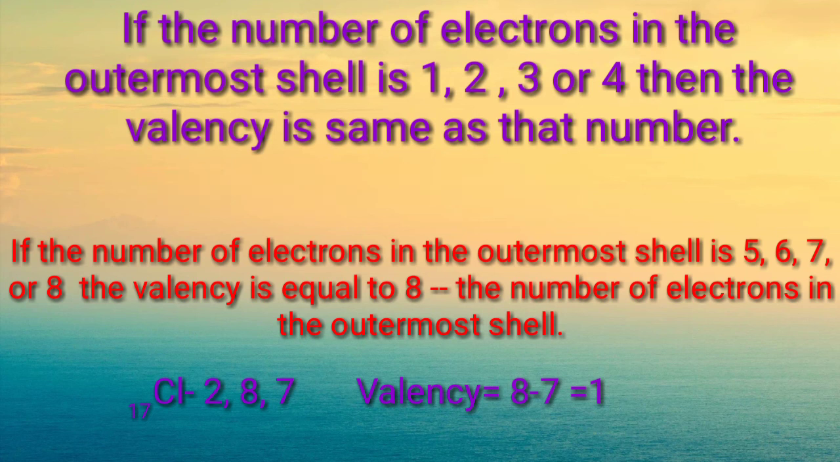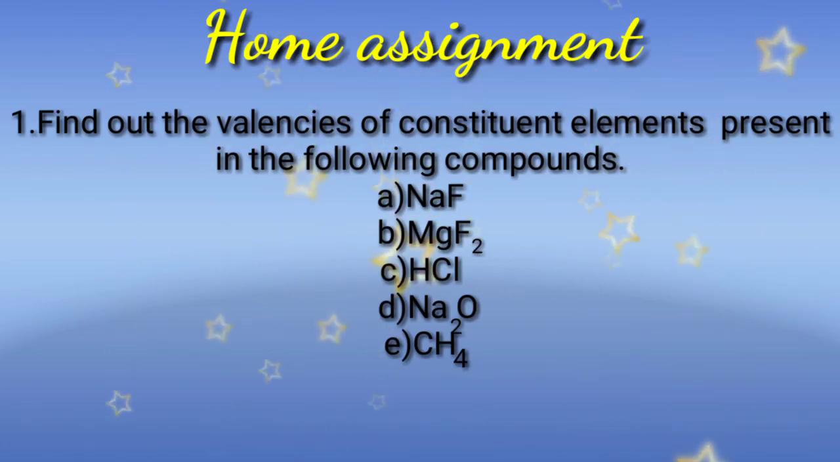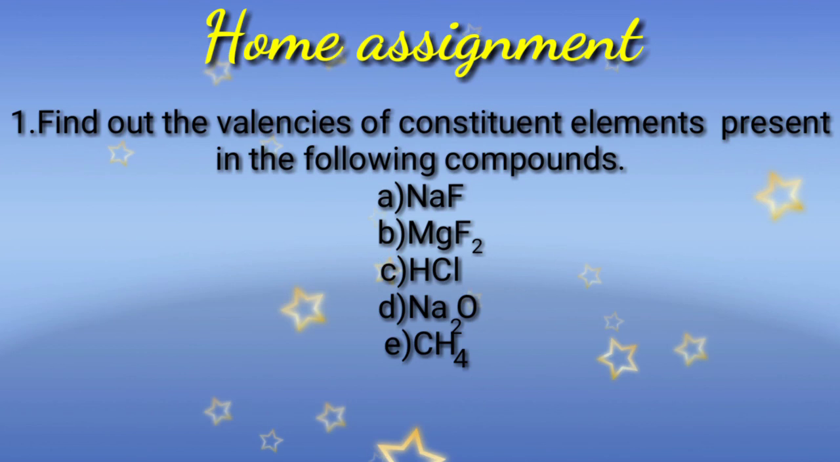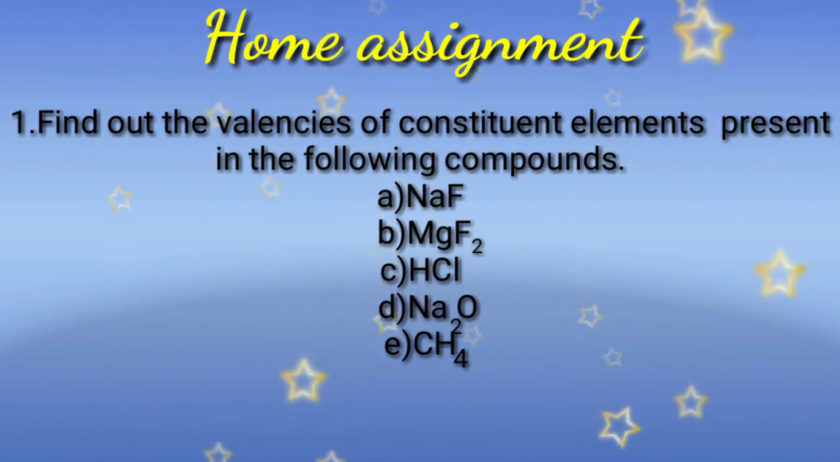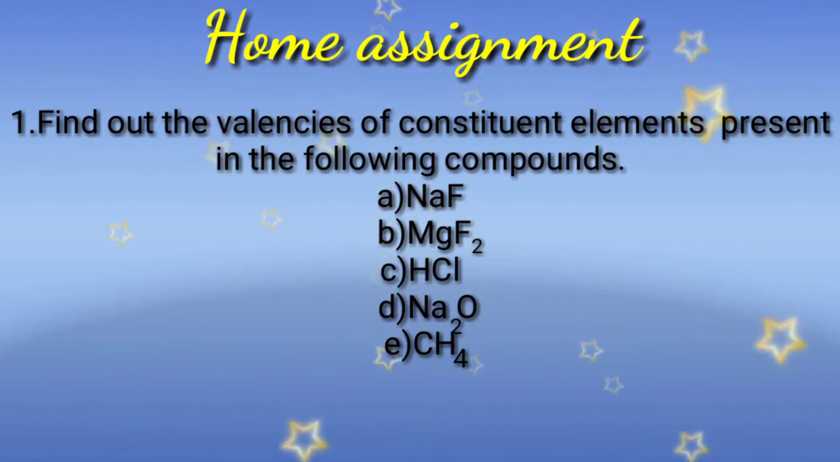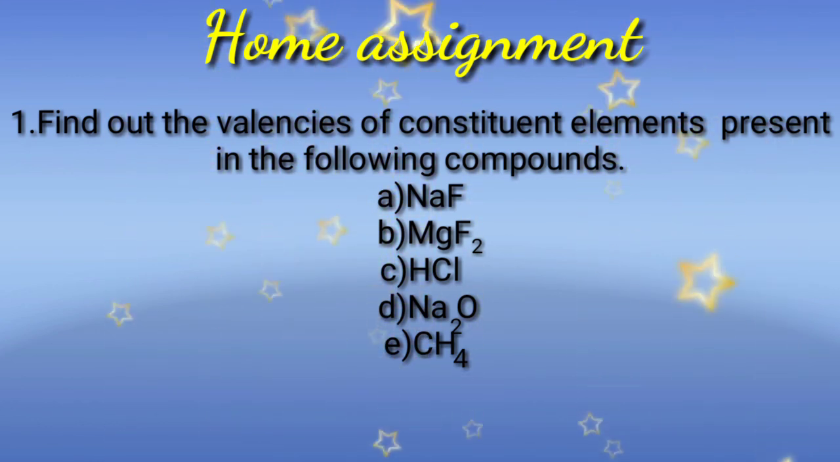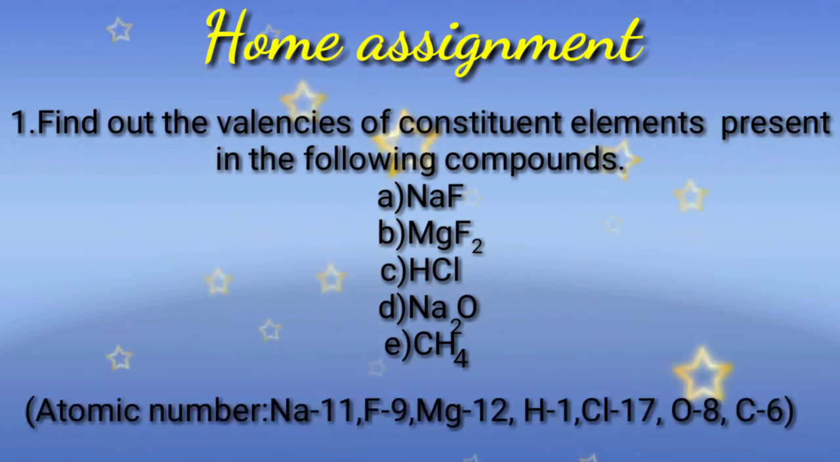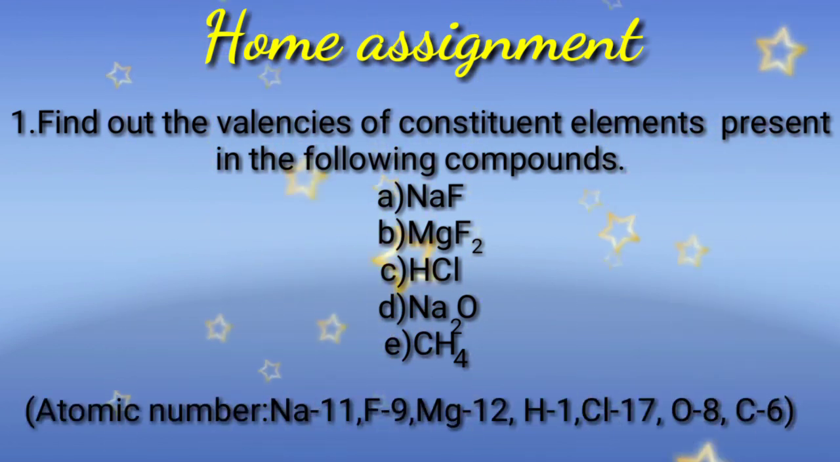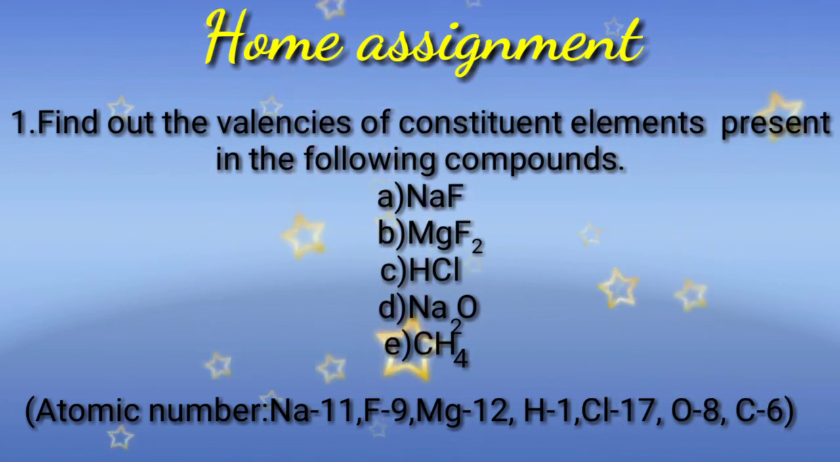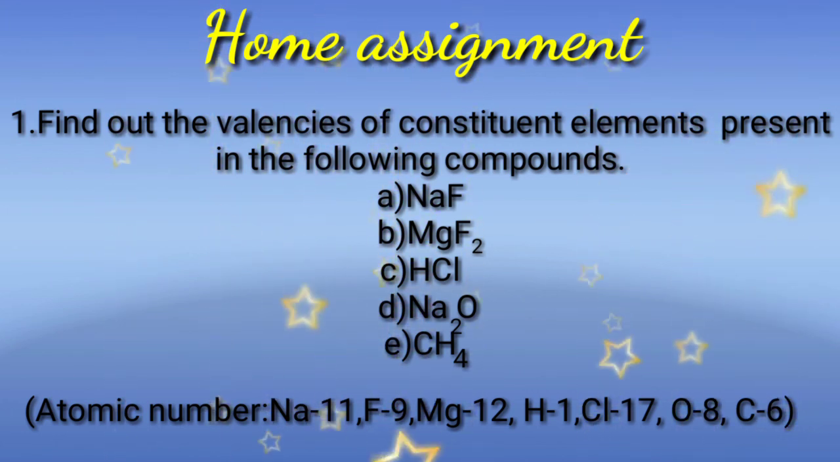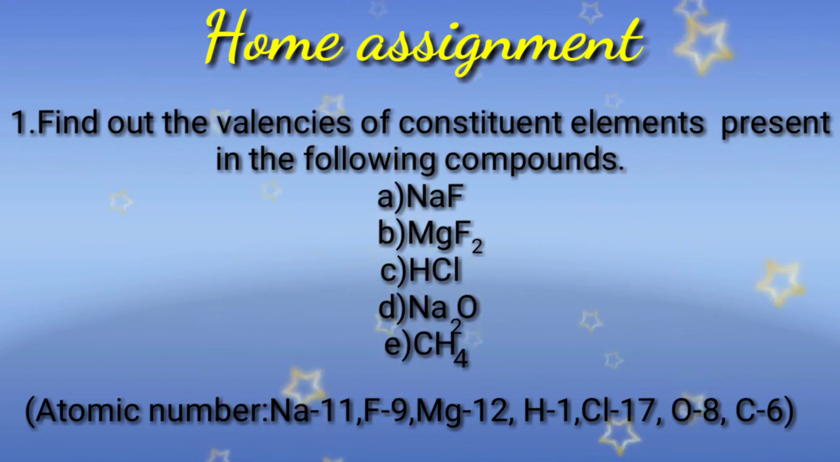So, today we discussed valency. Hope you all understood. Let us check your home assignment. Find out the valencies of constituent elements present in the following compounds: NaF, MgF2, HCl, Na2O, CH4. Atomic number of sodium 11, fluorine 9, magnesium 12, hydrogen 1, chlorine 17, oxygen 8 and carbon 6.